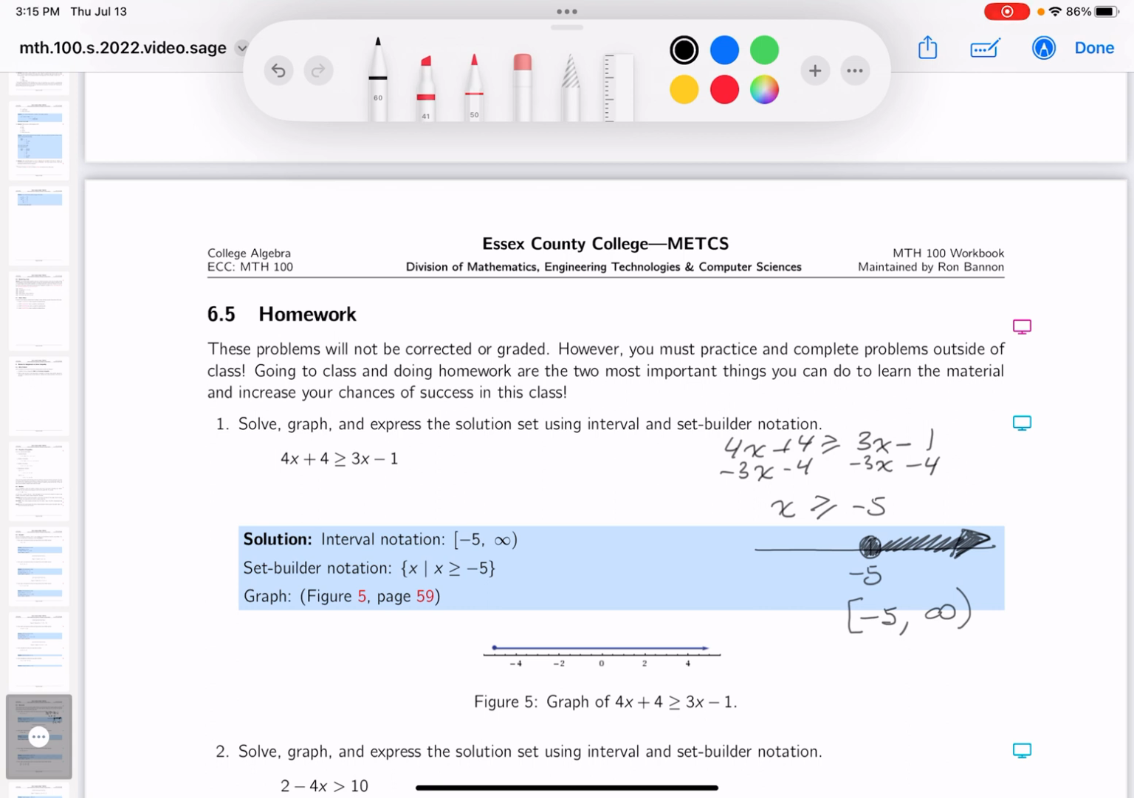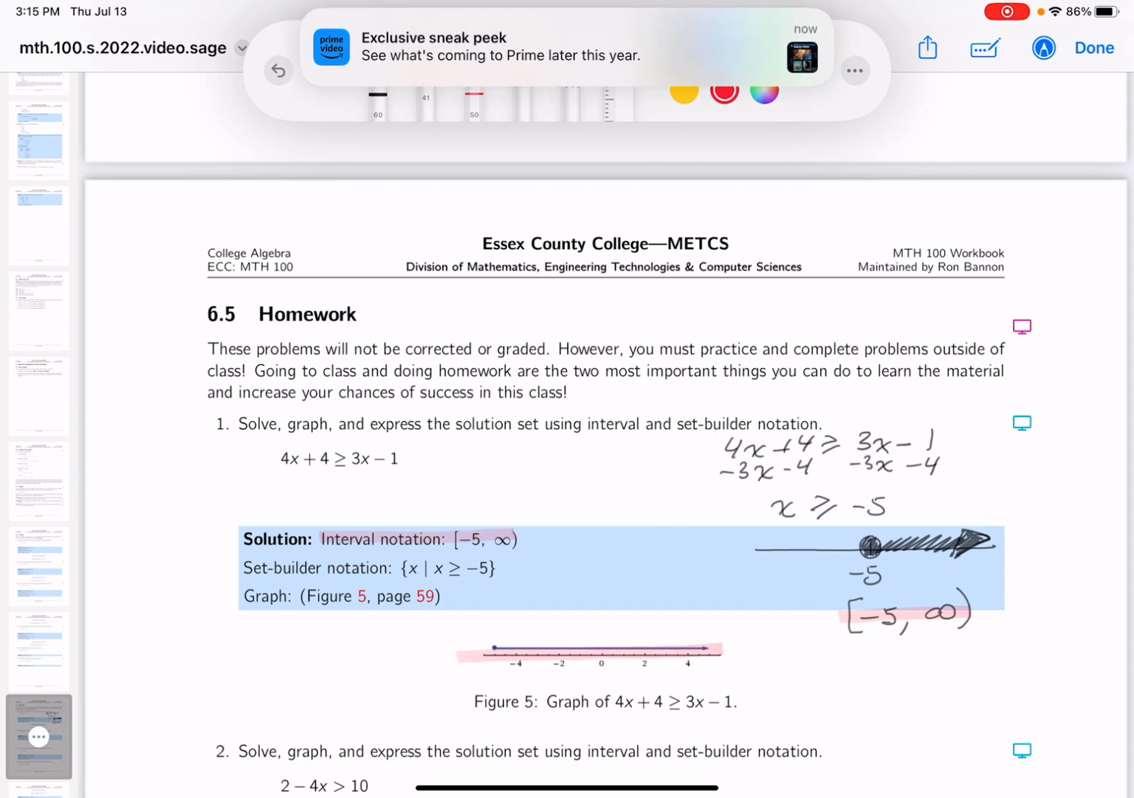Let's look at the grade key. And I want to point out, in the grade key, you see things are being labeled over here. Interval notation, that's right over here. We do have the graph, that's right over here. The solution to it, I have that written over here.